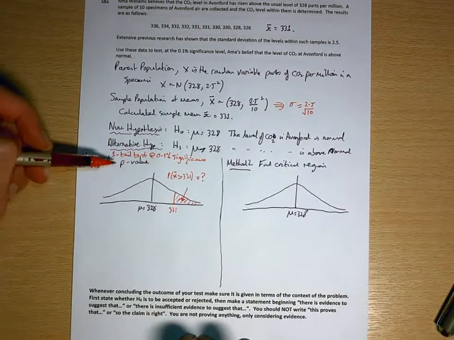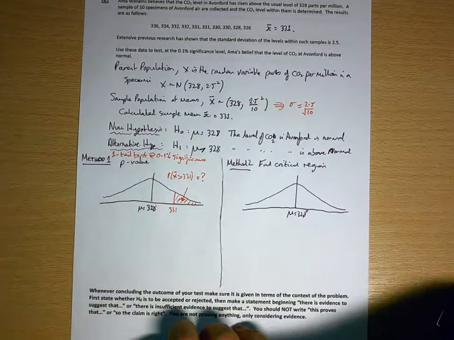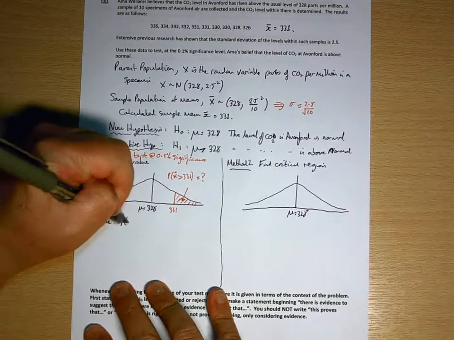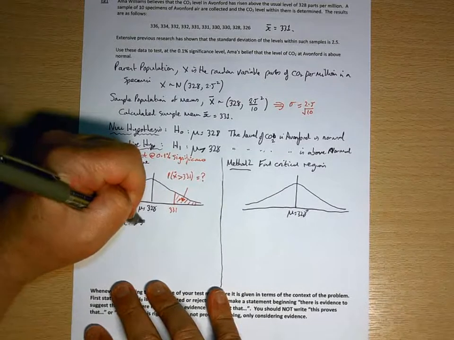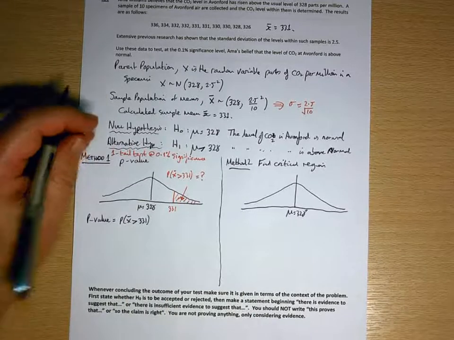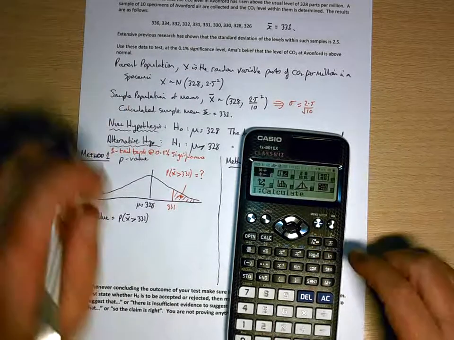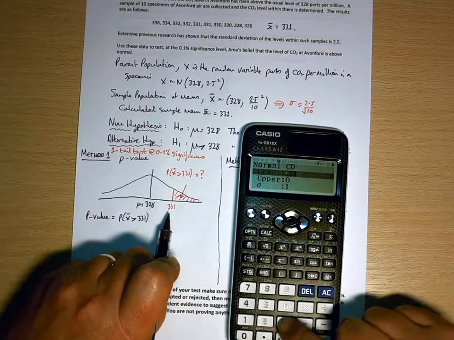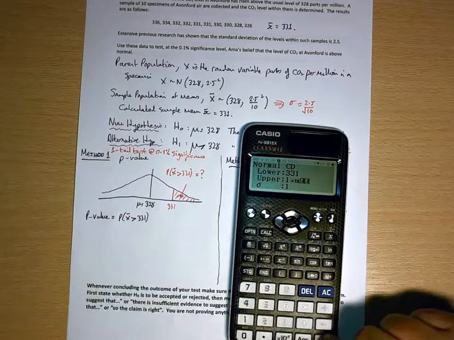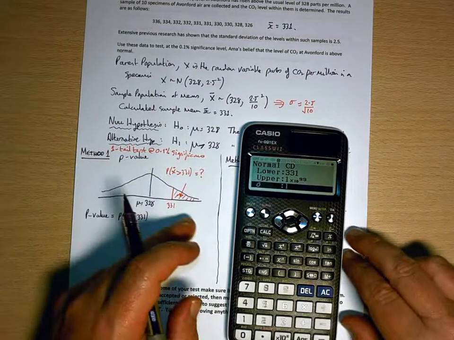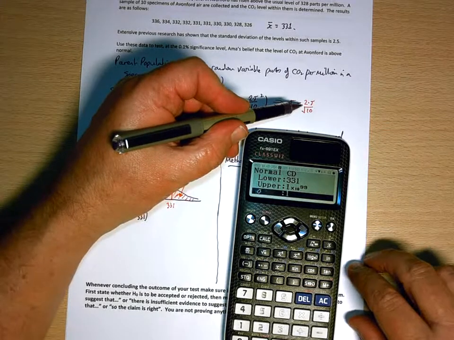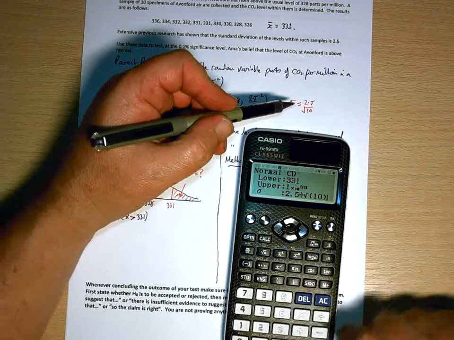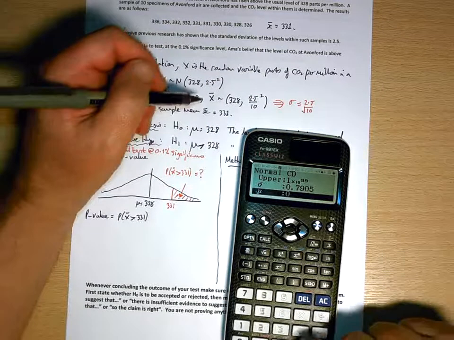So if we're working with the p-value, we are calculating the area. So the p-value equals the probability that x bar is greater than our sample mean. So on our calculator, we're going to go menu, 7 for normal distribution, 2 for the cumulative distribution, the lower value 331, the upper value 1 times 10 to the 99. The standard deviation is going to be 2.5 over root 10, which we can just type in like that. The mean is 328.